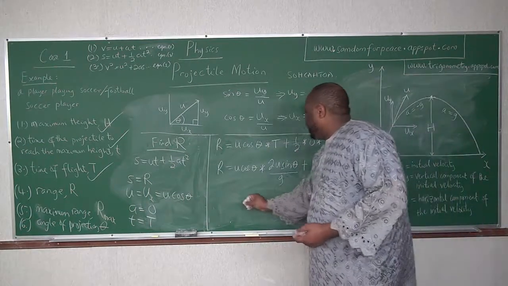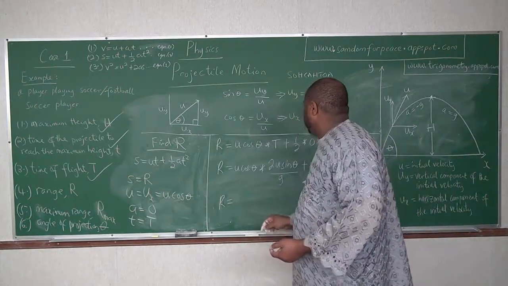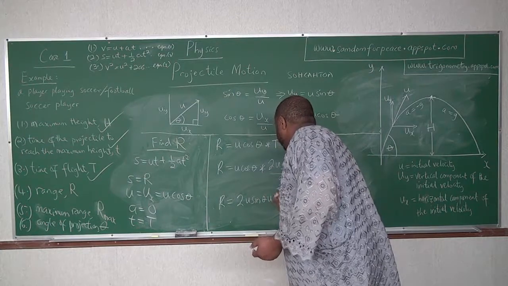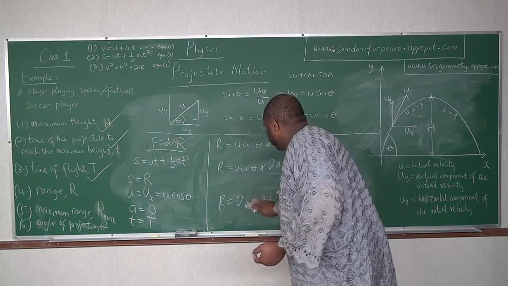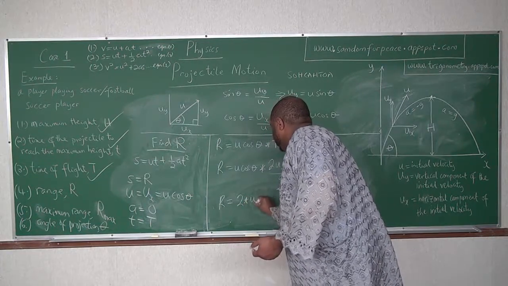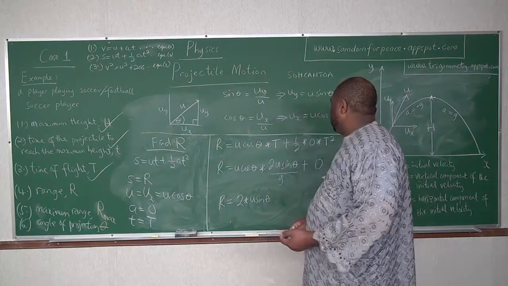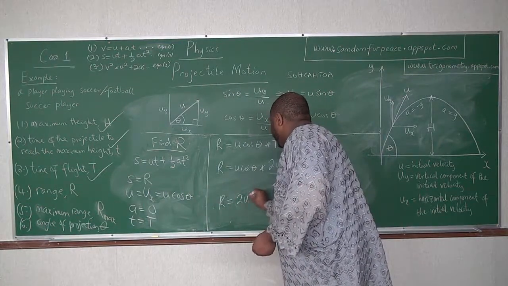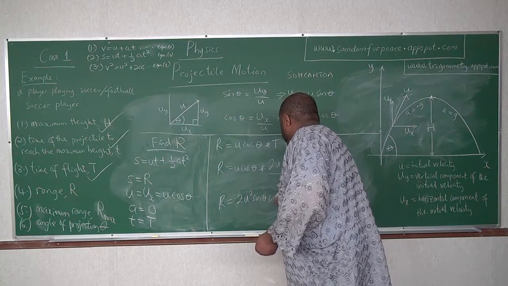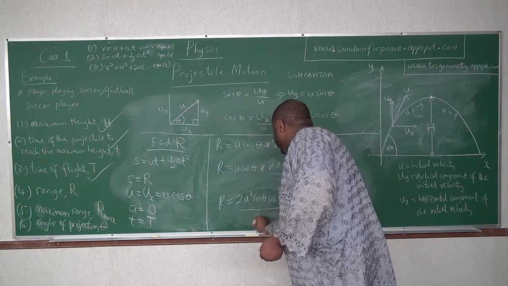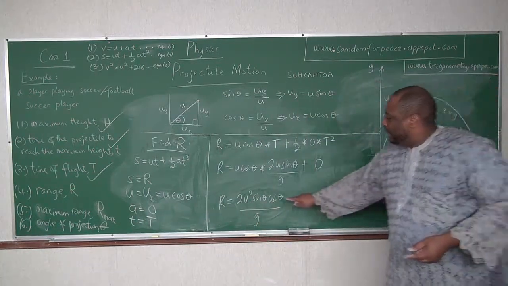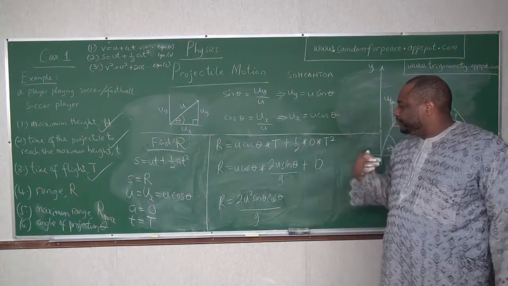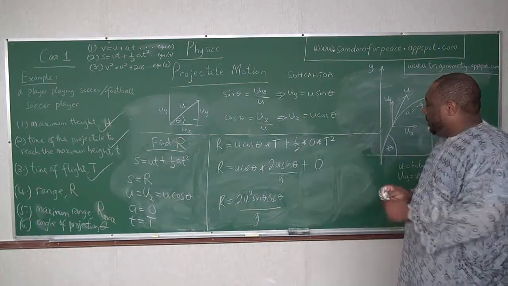So we now see that our range R is u cos theta times 2u sine theta over g. So let's simplify all this, okay? 2 u squared sine theta cos theta over g. That is our range. Okay? 2u squared sine theta cos theta over g, because u times u is u squared. Alright.